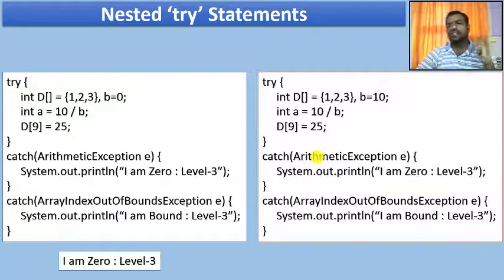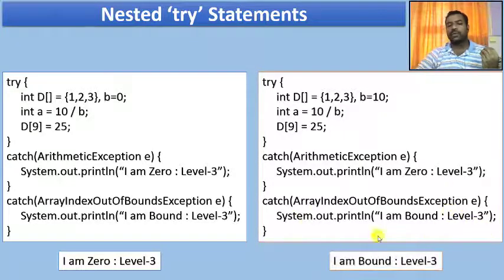Remember this, it is similar to a switch statement. Whichever case matches, only that case will be executed. Remaining cases will be skipped. Similar to that. So now for this program, I am going to get array index out of bound at level 3. I hope this example is clear now. Right now I have not created a nested try statement. It is a simple try statement itself.